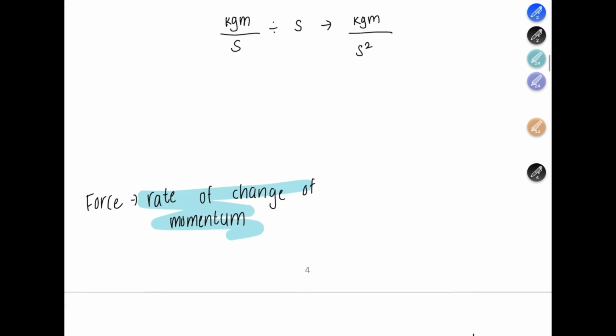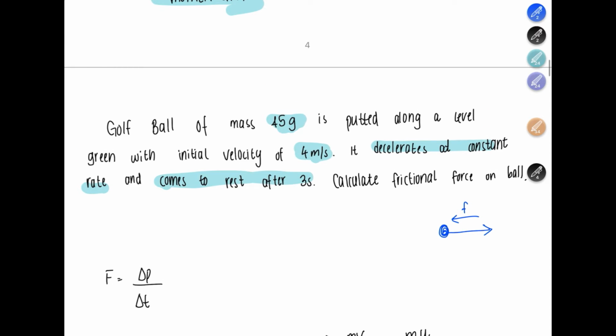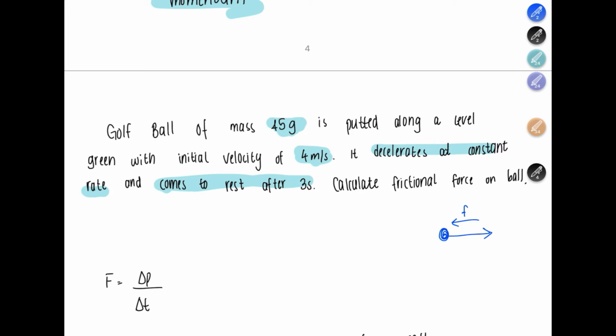Now, let's do an example first. If you can, try to do this on your own first, and then let's do it together. A golf ball of mass 45 gram is put along a level green with an initial velocity of 4 meters per second. It decelerates at a constant rate and comes to rest after 3 seconds. Calculate the frictional force on the ball. Okay, so this is the ball. This is put along the right side, for example, and the frictional force is acting in the opposite direction. You're supposed to calculate the force.